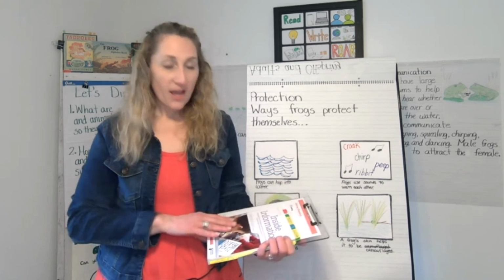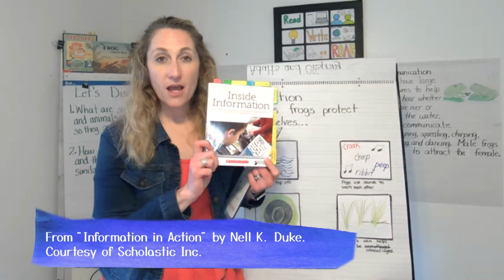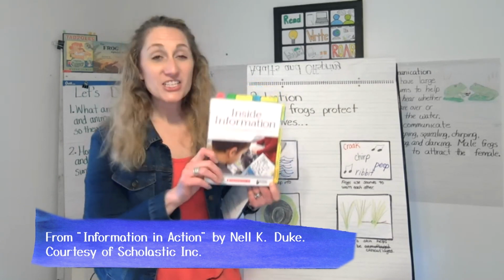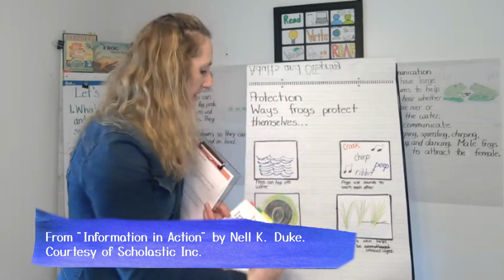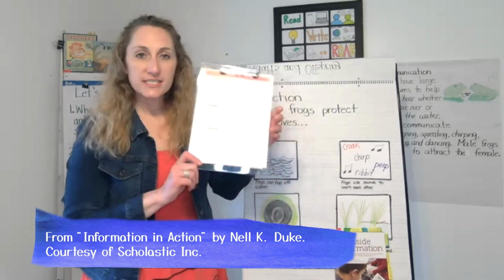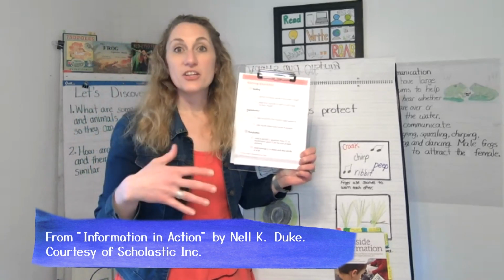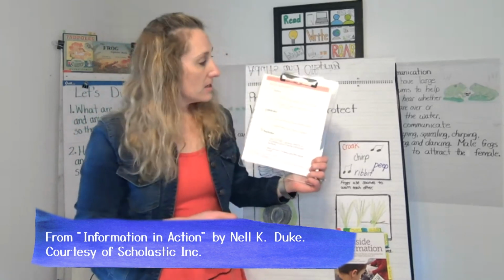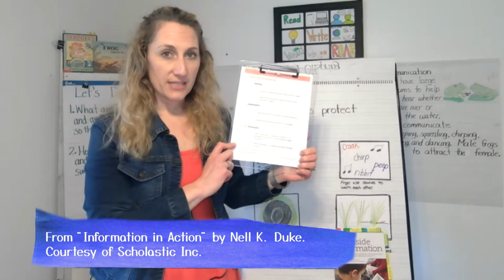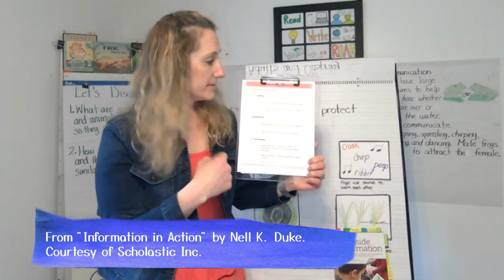What we're going to use today comes from this book, Inside Information by Dr. Nell Duke, who happens to be from Michigan. She has generously allowed us to use her checklist as we're doing our work today. And she designed checklists that are made exactly for the age that you are in and the grade that you are in. So we're going to be really carefully checking for these things because they're what we're expected to do as first grade students.